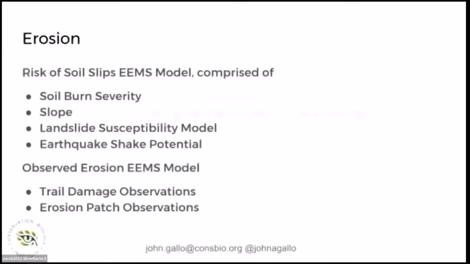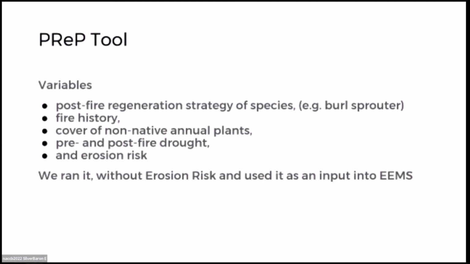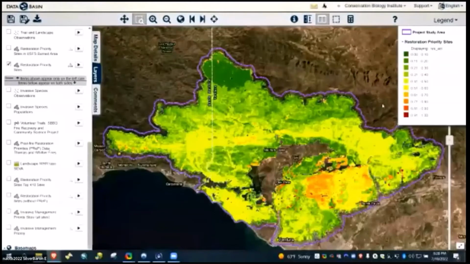And so when it comes to low rates of plant regeneration, we use the PREP tool, which was a regenerative capacity tool, and really builds on this idea that certain ecological communities are going to have different restoration potential after a fire. Like if there's a lot of burls that like fire, they'll resprout and you don't need to worry about topsoil loss there. But if it's other seed required areas, then it's going to be a whole different story. And so now we're going to switch to this.